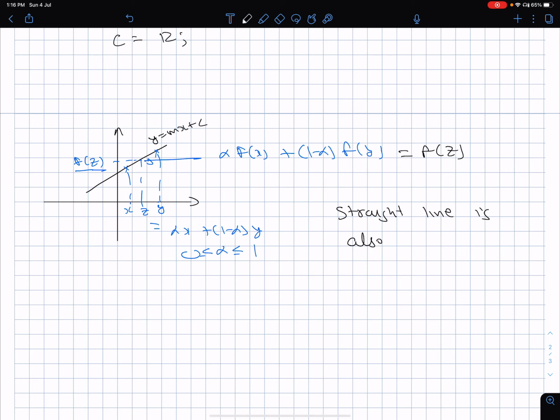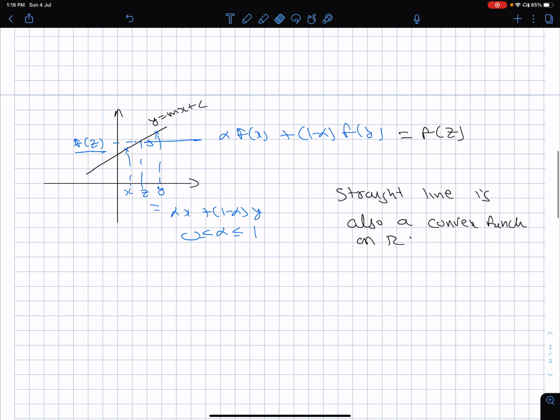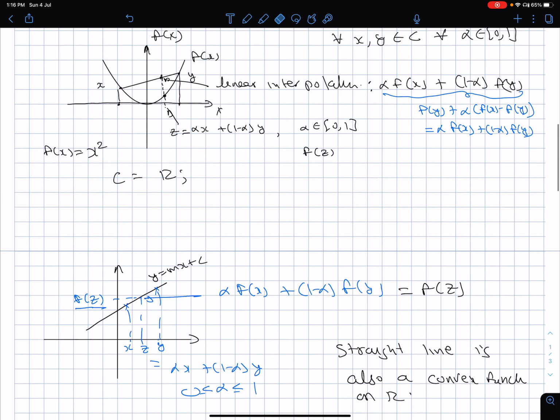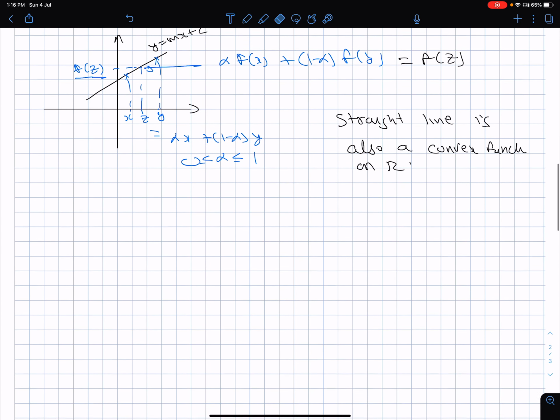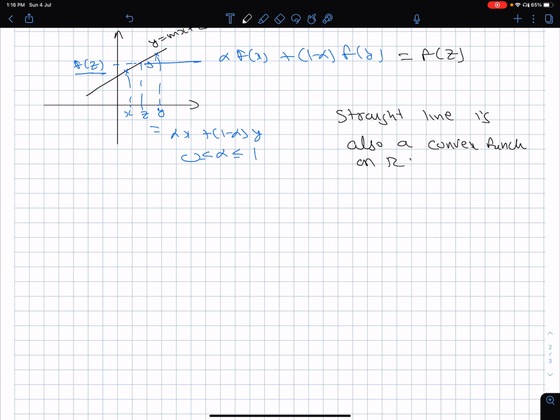And hence the straight line is also a convex function on R, is it not? So the straight line also becomes a convex function on R. Very good. So we got two very simple illustrations of convex functions. Now let's also define what we mean by a concave function.